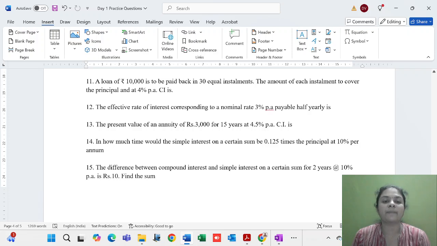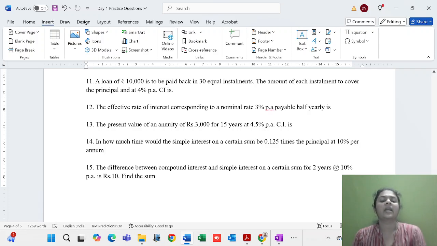13th. The present value of an annuity of 3,000 for 15 years at 4.5%. So they are giving an annuity of 3,000 rupees, 15 years, R is 4.5, and asking for the present value. Simple, use the PVAF shortcut to find the present value.